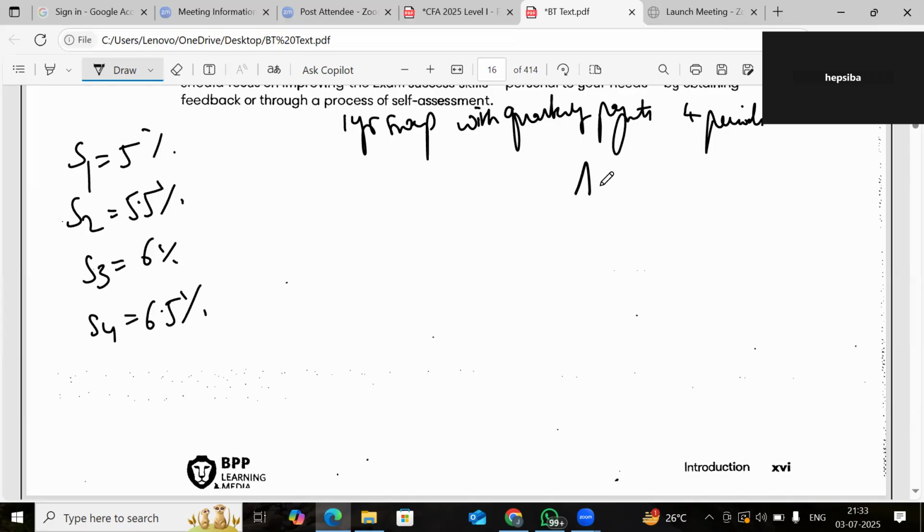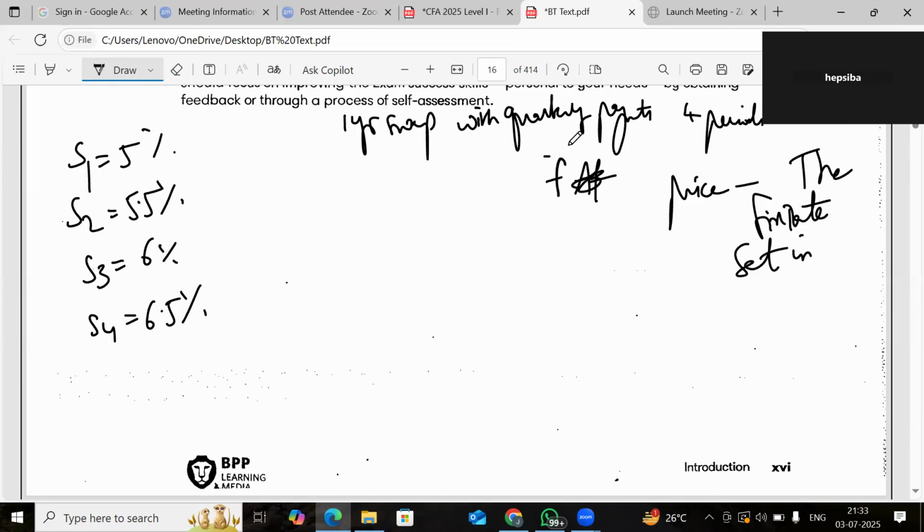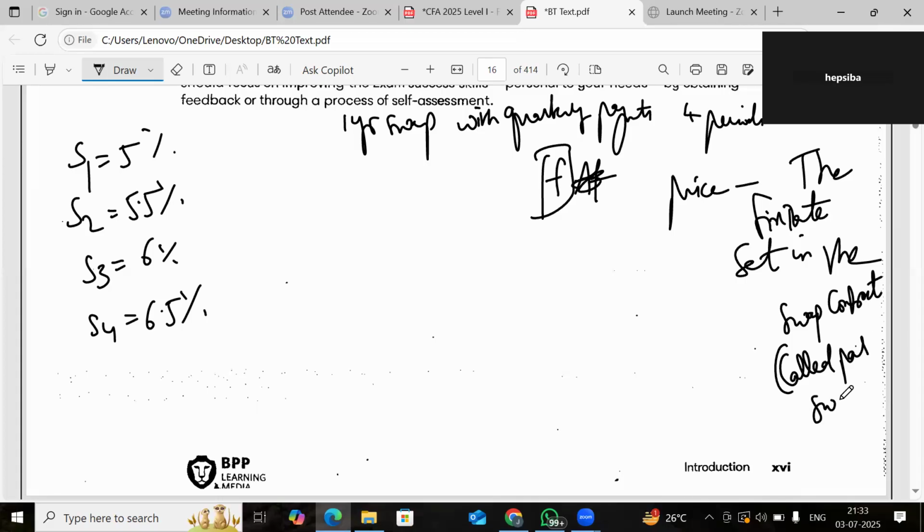So at initiation, first a few points you should understand, some important concepts. You will come across particular terminologies like price. Price is nothing but the fixed interest rate set in the swap contract, also called the par swap rate. We will find out that fixed rate right now. MRR will be different. Only the fixed rate we can calculate.